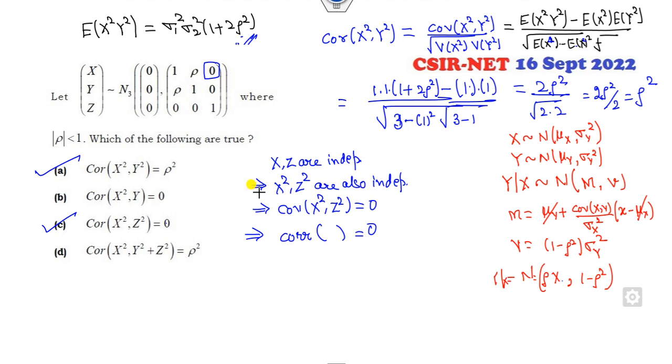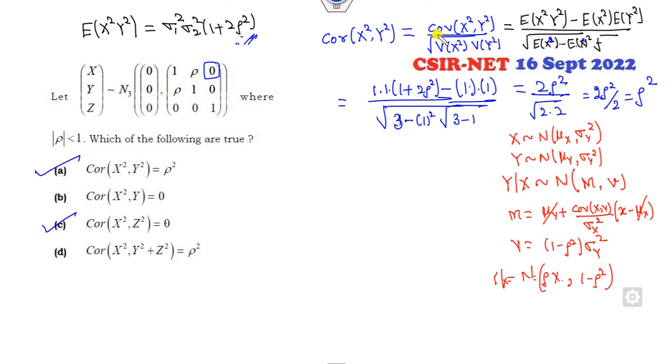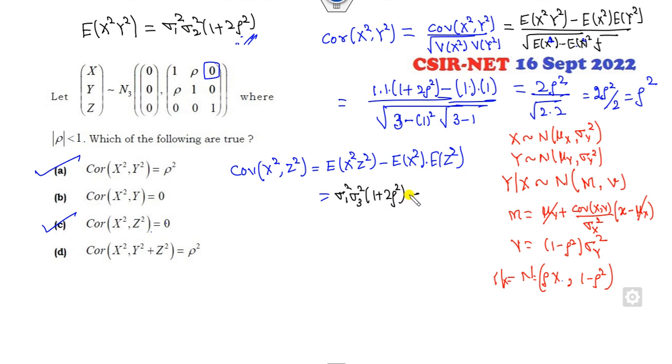Anyhow, instead of this I can use the same formula again. What is the covariance of x square and z square? It is E of x square z square minus E of x square E of z square. What is E of x square z square? It is sigma 1 square sigma 3 square times 1 plus 2 times this. What is sigma 3? The variance is 1, and the covariance is 0, so it is only 1. E of x square is 1, and this is 1. Again we can see 0 is the right answer.